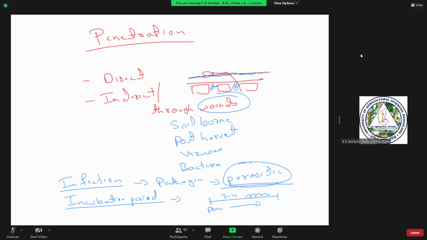It is the time period from the penetration of the host by the pathogen to the first symptom appearance on the host, and it is known as the incubation period, which holds for all types of organisms. And there is another term that we have already used, that is epidemiology.